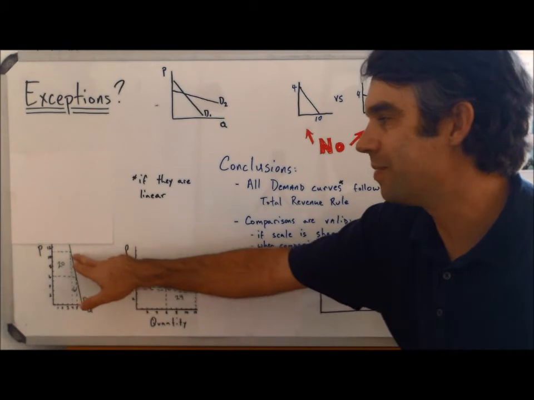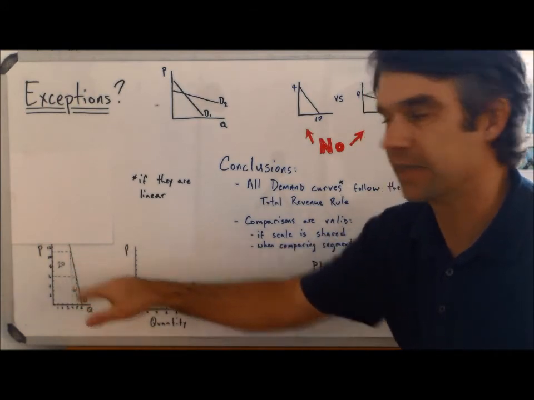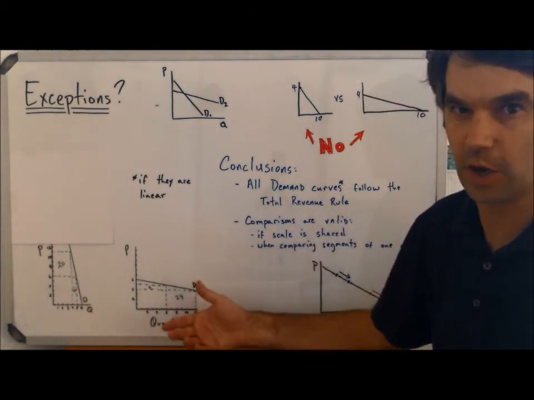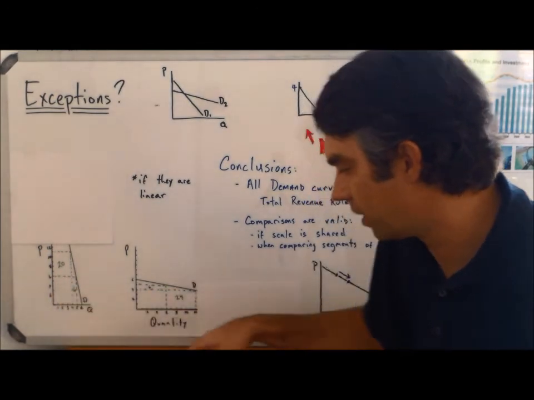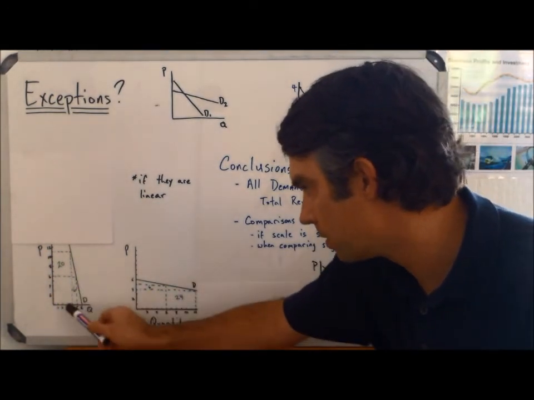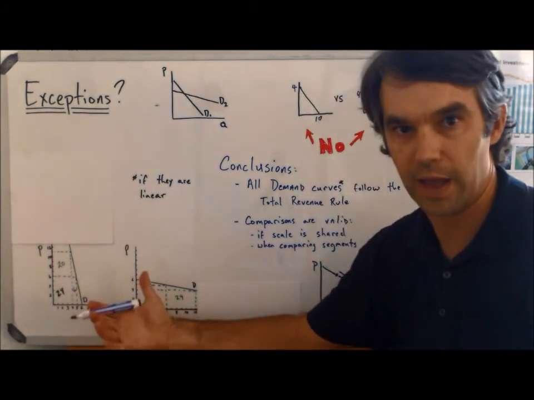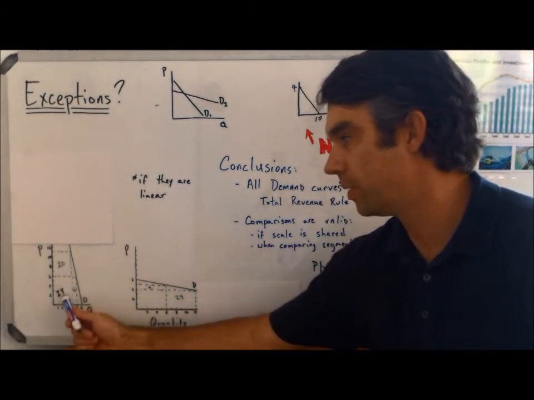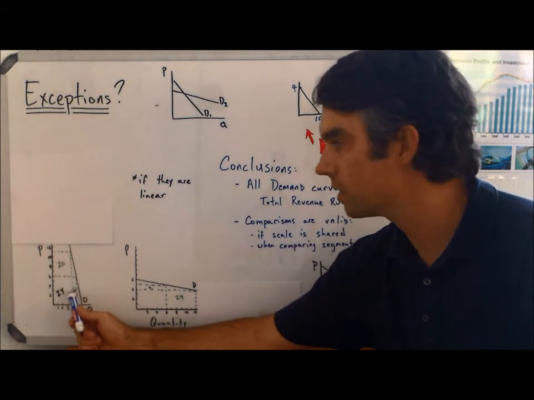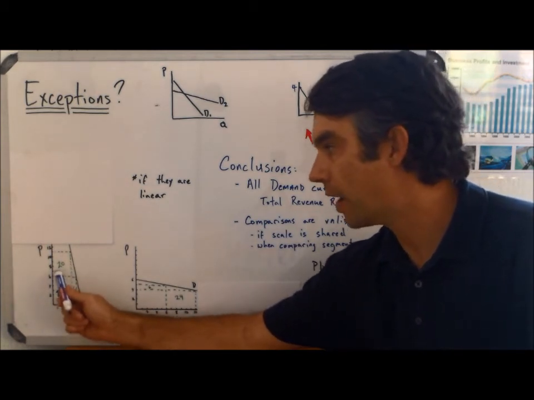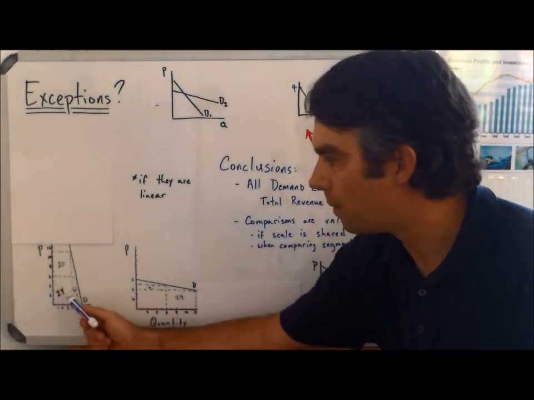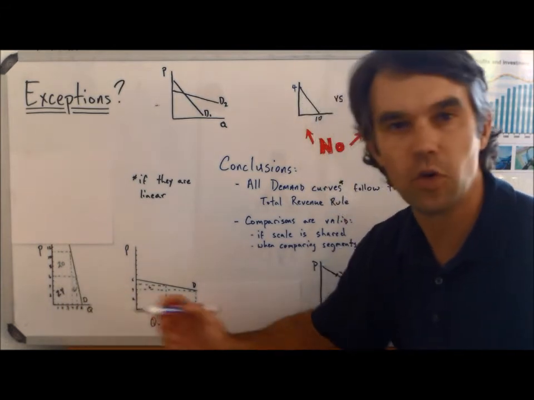I've moved away from the midpoint, yet I gave up 6 to get 20. So my total revenue is going to go up. Again, specifically, this middle point would be 6 times 4, so 24. So if my price was 6, my total revenue would be 30, 24 plus 6. But if my price were 11, my total revenue would be 44.